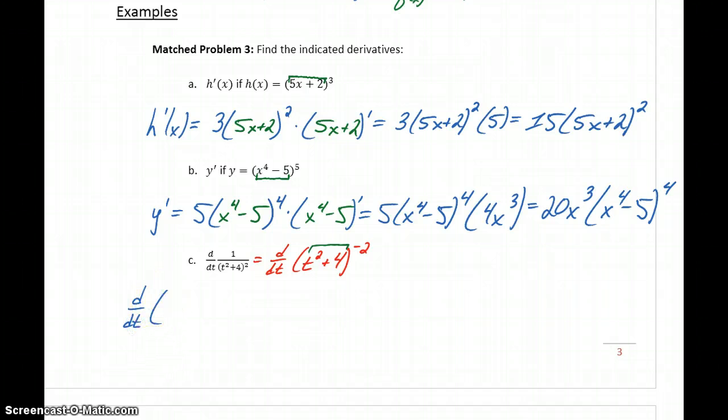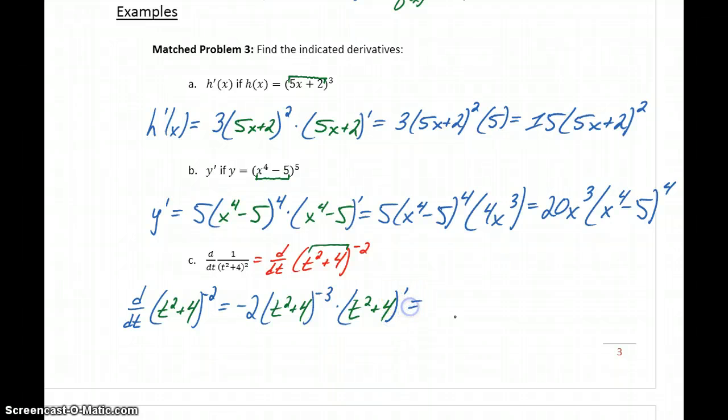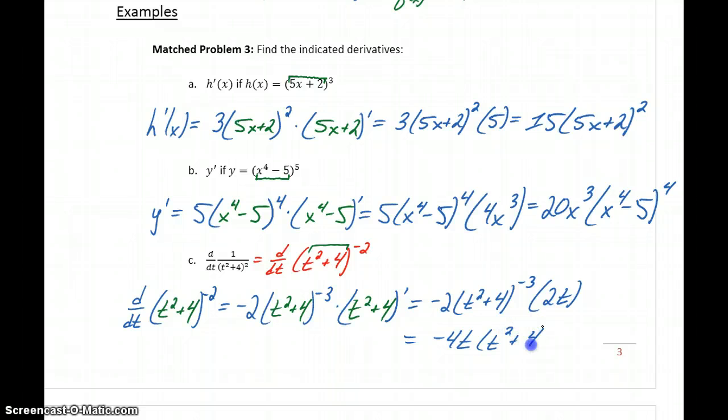So the derivative of t squared plus 4 to the negative second is going to equal negative 2 times t squared plus 4 to the negative third times the derivative of t squared plus 4, which is going to give us negative 2 times t squared plus 4 to the negative third times 2t, or negative 4t times t squared plus 4 to the negative third power.